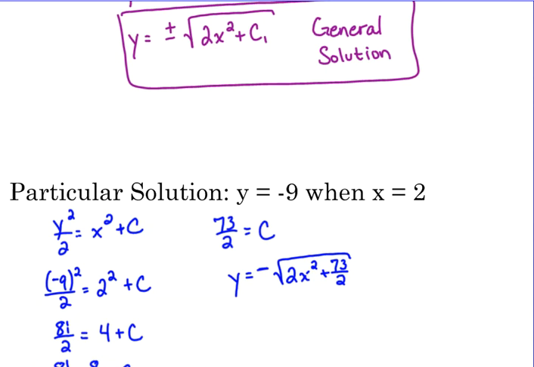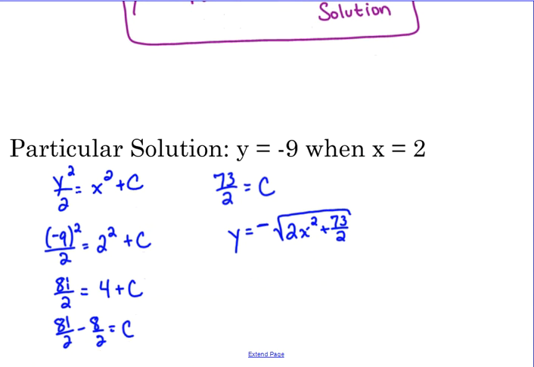So after you say, this is my particular solution, I want you to check it. Plug in those numbers and make sure that it does work out. So 2 times 2 squared plus 73 over 2, and that's 8 plus 73 over 2. And that's not working out right. And this is why you check it.